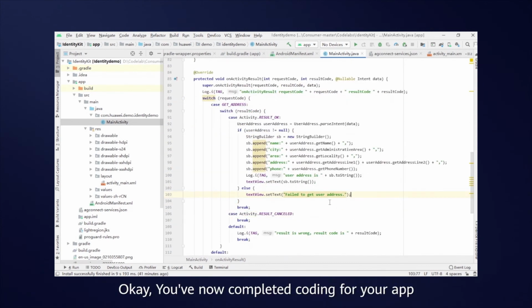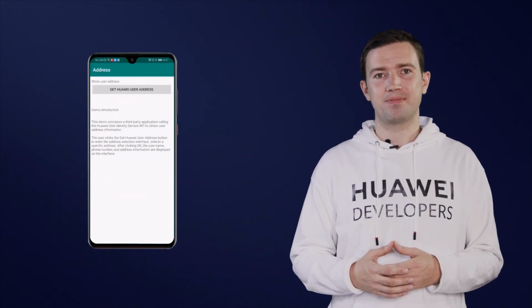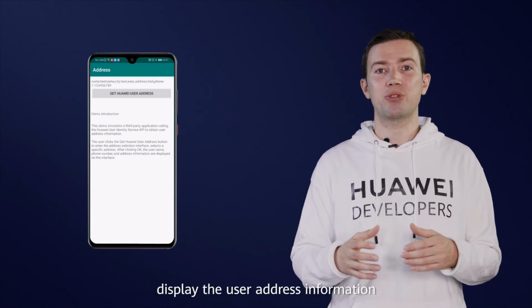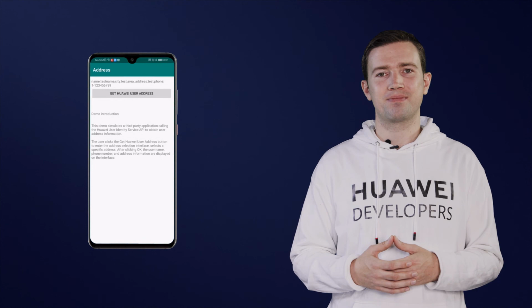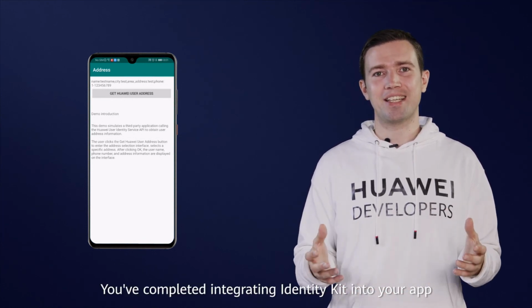Okay, you've now completed coding for your app. Let's run the demo to test what we've been building. Click the Get HUAWEI User Address button to display the user address information. Great job! You've completed integrating Identity Kit into your app.